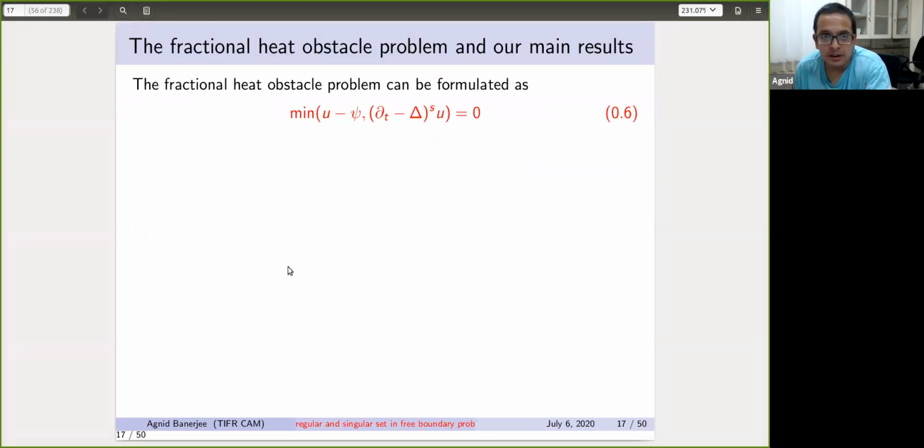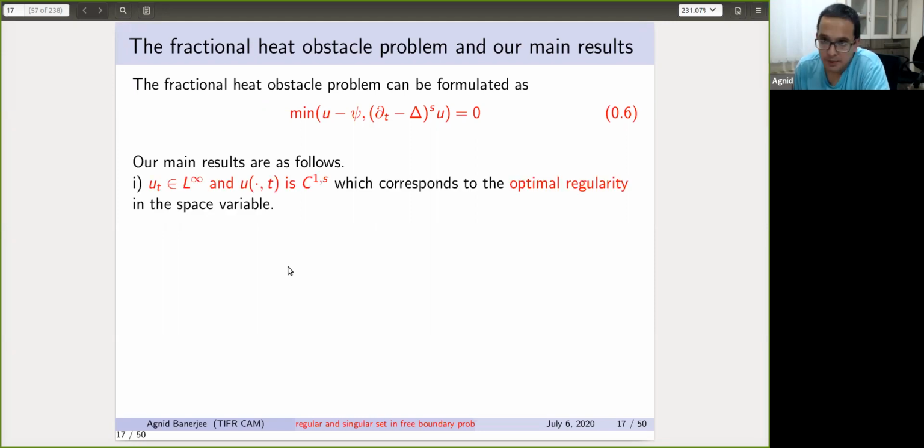So again, an analogous fractional heat obstacle problem would be like this, where you look for the least S-supercaloric function which stays above the obstacle. So our main results are as follows. We are able to show that for this problem, the time derivative is L infinity, and at every time level, the solution is C^{1,s}. And this corresponds to the optimal regularity that was earlier obtained by Caffarelli, Salsa, and Silvestre.